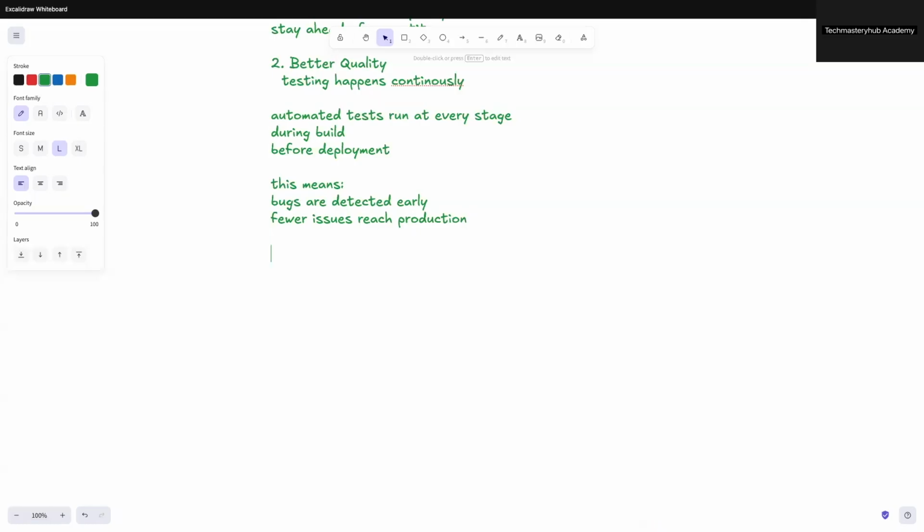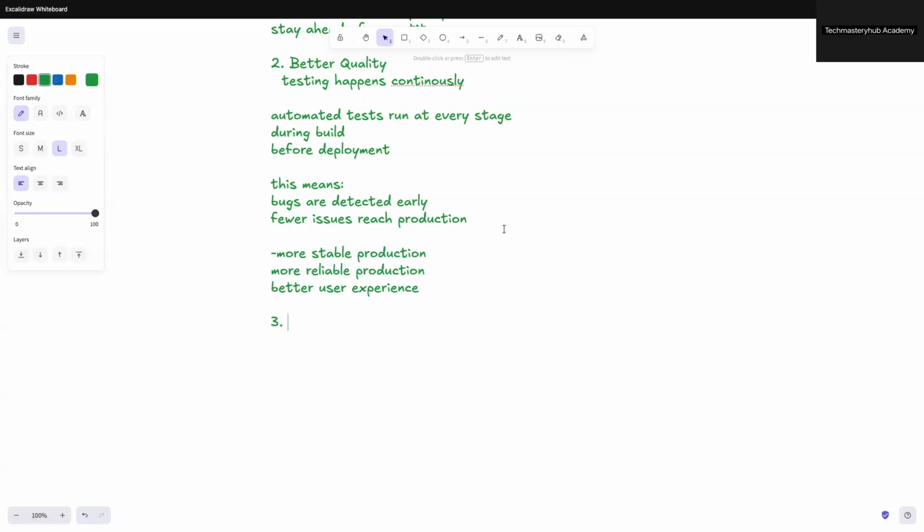So because of that, what happens? More stable production, more reliable production, and better user experience. So this is the second benefit.